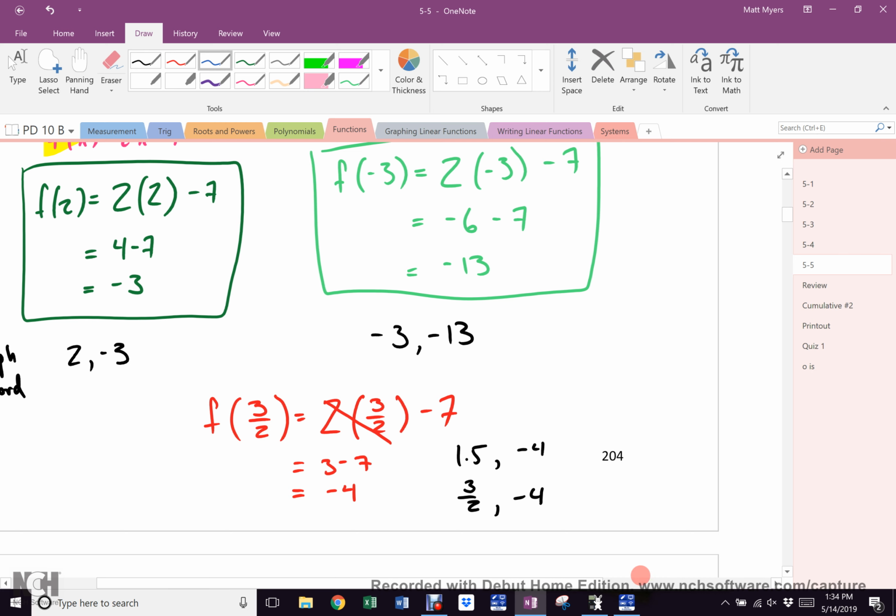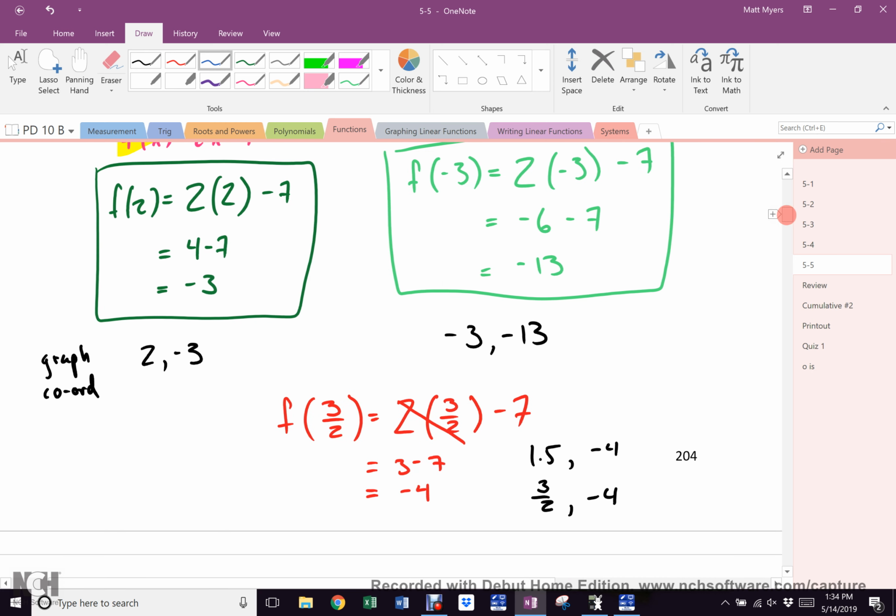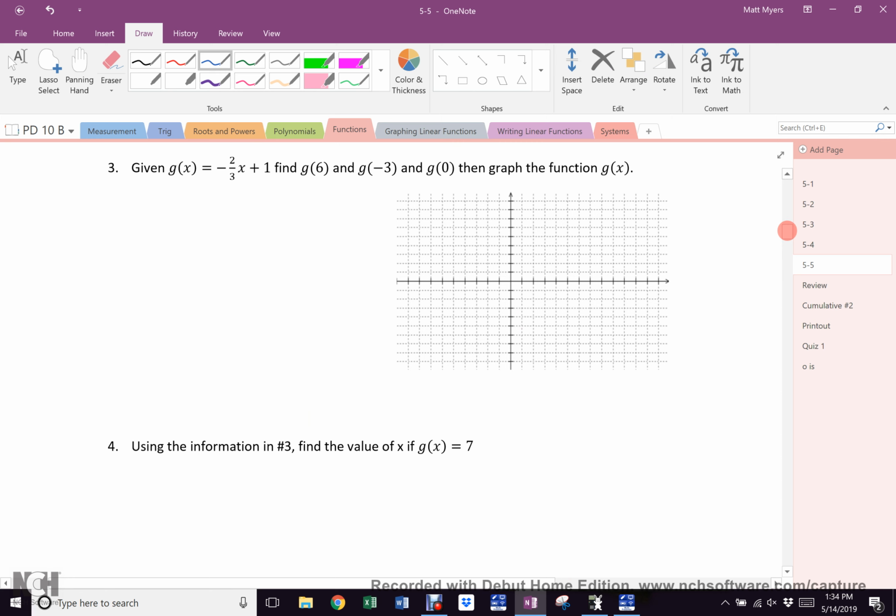All right. Now let us see if you really get it. Now, ladies and gentlemen, we are going to do the same thing, but we're actually going to graph. So, what is the g of 6? What do I do?